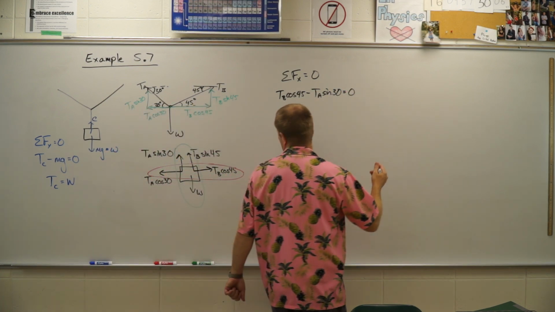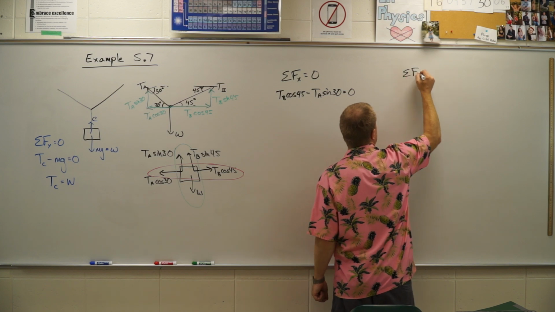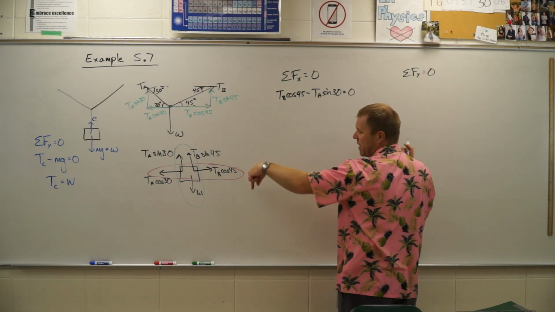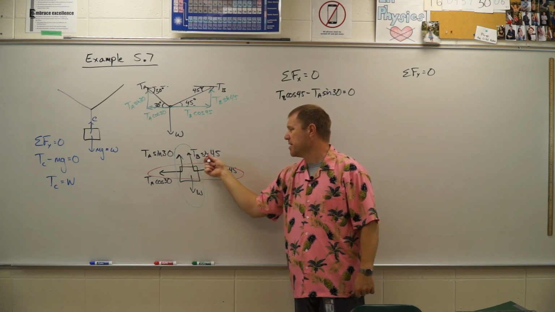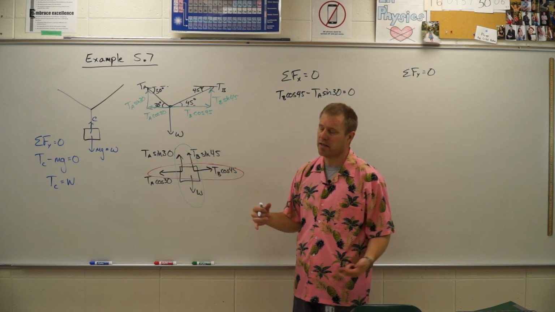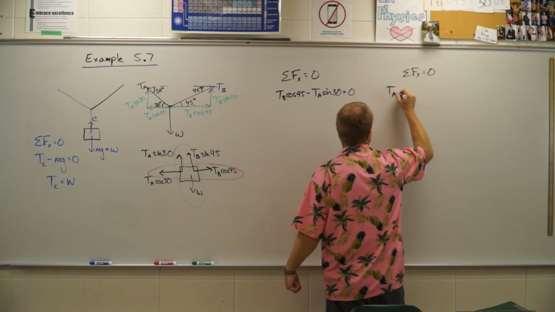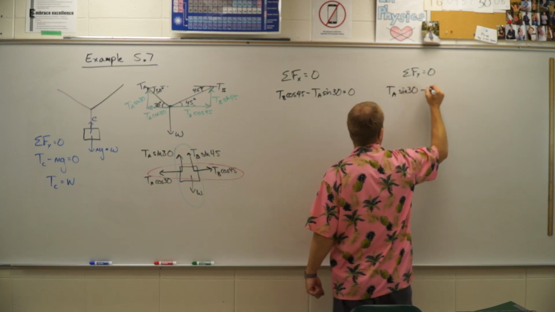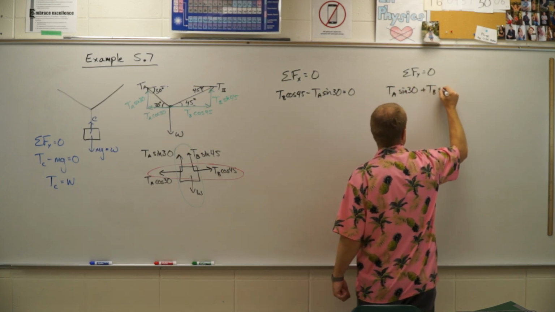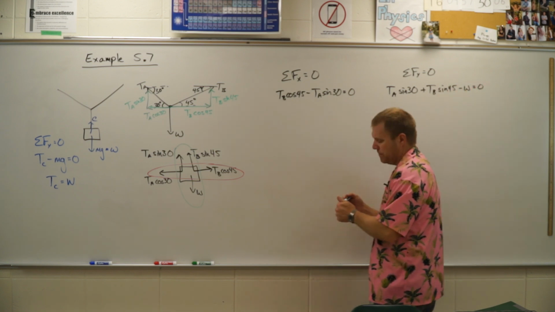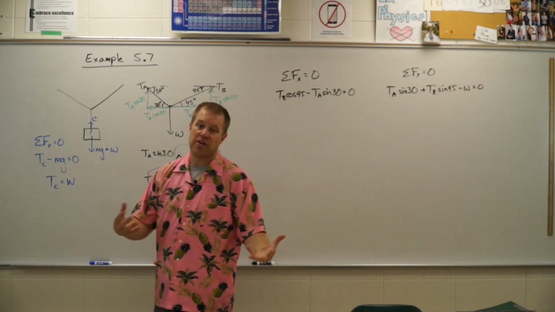My second equation here, I'm going to sum up the forces in the y direction and set it equal to 0. So I do the ups minus the downs, or these are both positive forces. This is a negative force based on its direction. So I have TA sine 30 plus TB sine 45 minus W equals 0. At this point, I've generated my equations.